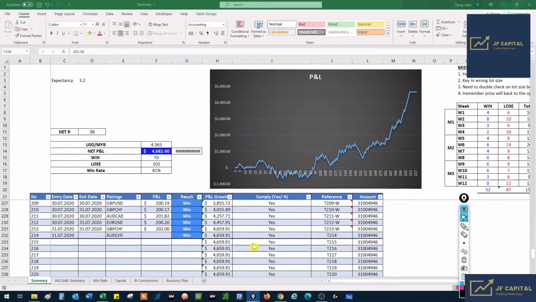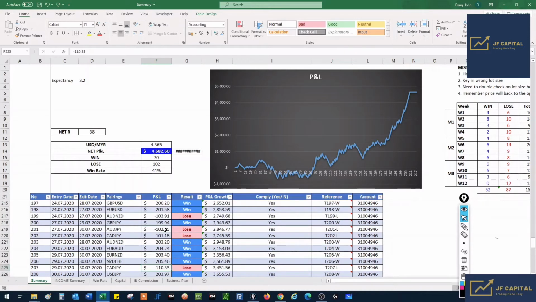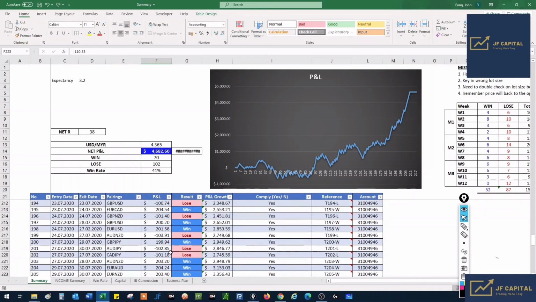As you can see, for every trade that I make, when it is a winning trade, I would have profit plus 200. So when I win, I will win 200 US dollars. Let's scroll up. So when I lose, I will lose 100. Approximately 100. Can you see?